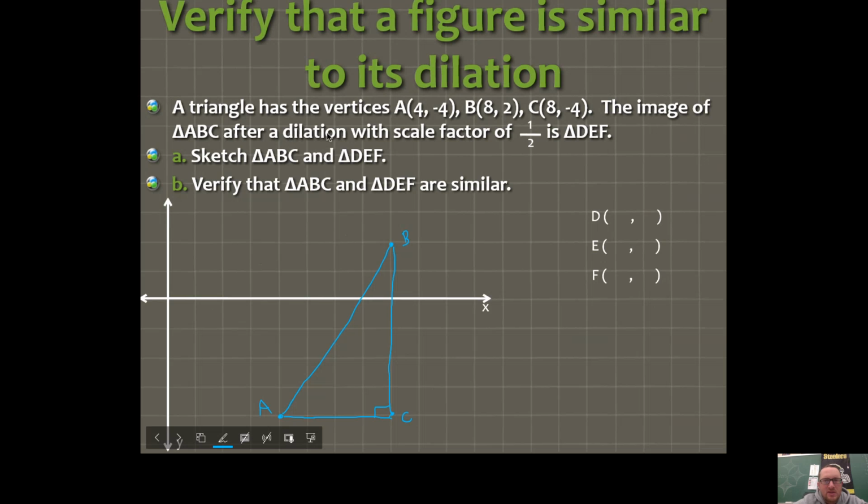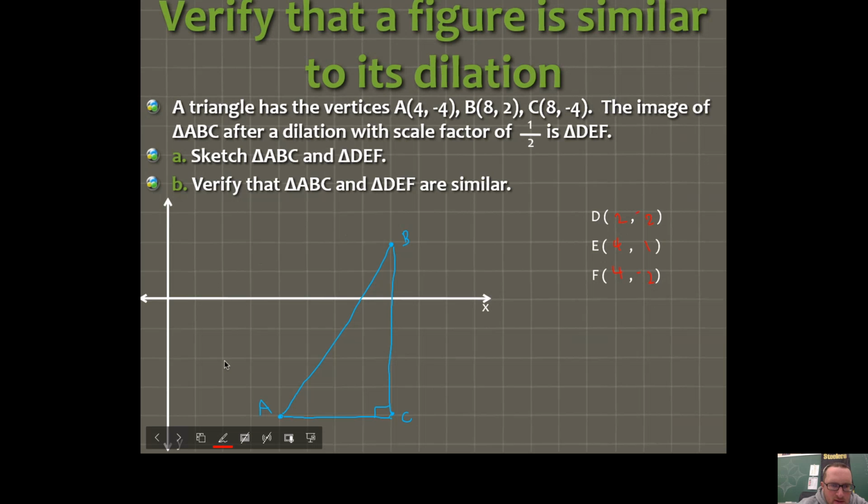The image of triangle ABC after a dilation with scale factor 1/2 is triangle DEF. So if we're using a scale factor of 1/2, that means we're actually shrinking this figure to make this figure. So if we multiply by 1/2, you're basically dividing all of these by 2. So 4, -4 would become 2, -2. 8, 2 would become 4, 1. 8, -4 would become 4, -2.